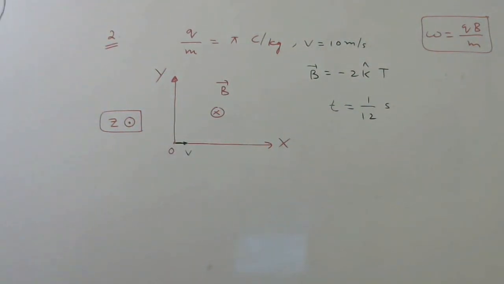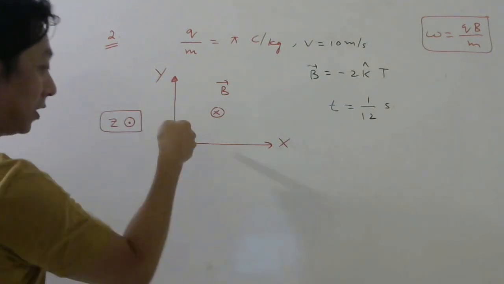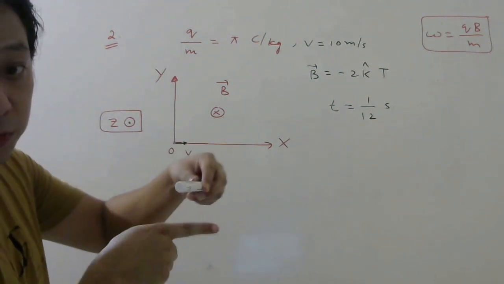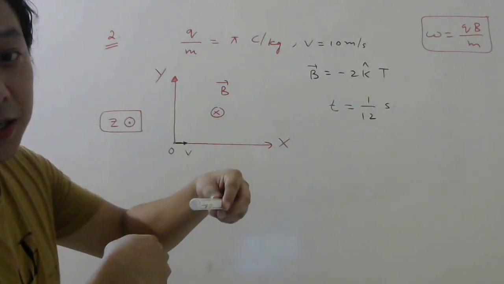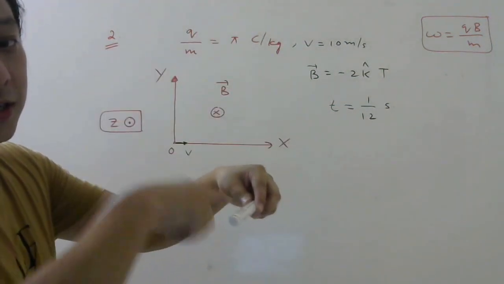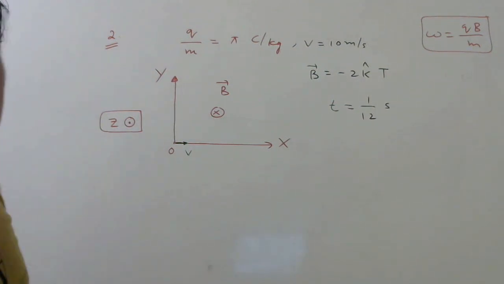So what will happen? This charged particle is moving perpendicular to the magnetic field. The magnetic field is here, and the charged particle is moving like this, perpendicular to the magnetic field. So it will move in a circle around the magnetic field. Now it can be either this circle, or it can be this circle. So which circle? That depends on where the magnetic force is.